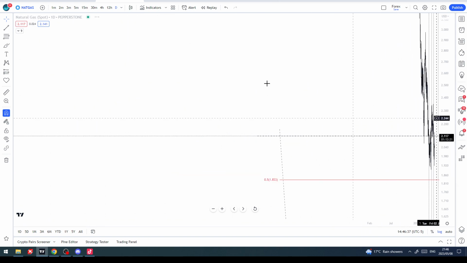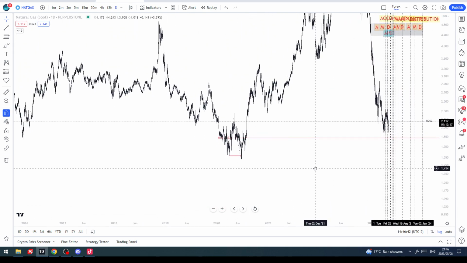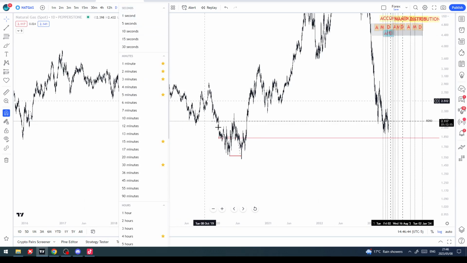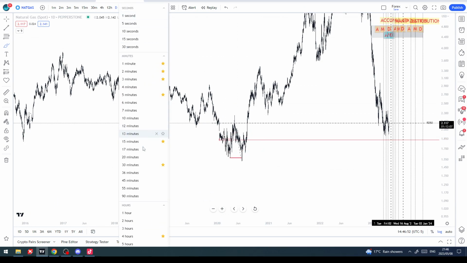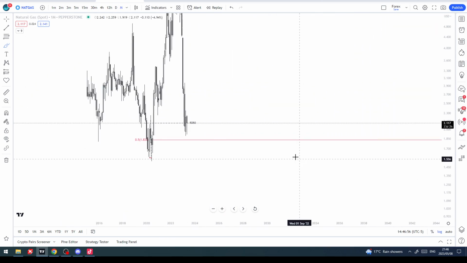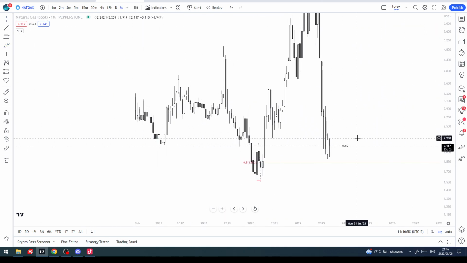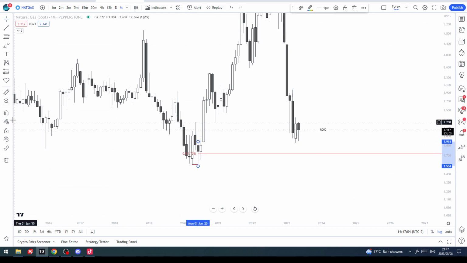For NatGas, I just want to get my bearings right here. It still hasn't reached, I think, right? Yeah, it still has to reach. We're still looking for it to get down to this area here. On a higher time frame, it would be, I think, an order block on a monthly. Yeah, there it is. So we're actually going to look at there.